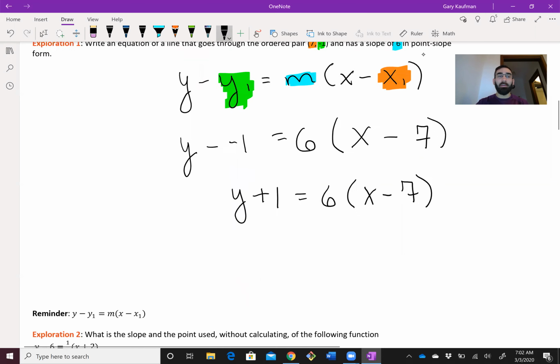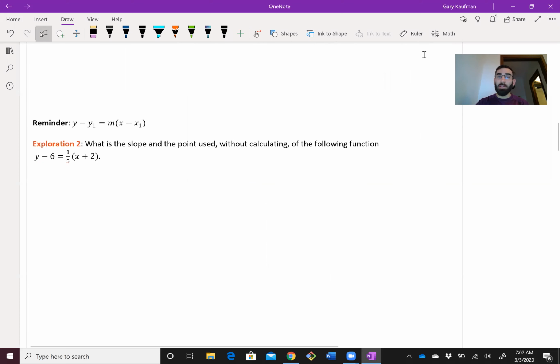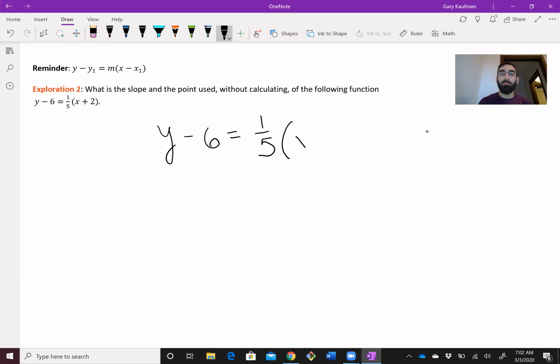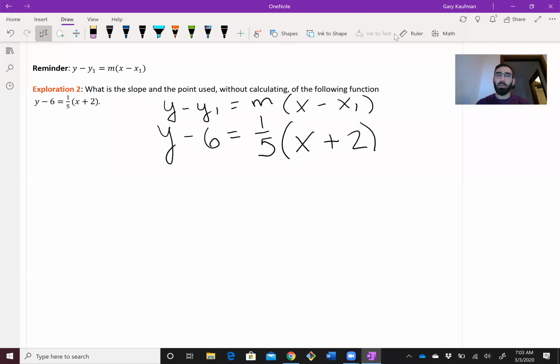All right. Here's exploration number 2. Instead of being given the point to plug in, I've now given you this equation, and I want you to figure out what was the slope and what was the point that was input into the function. Now notice I just wrote the original above because then I can match up. I have a y and I have a y. I have a minus and I have a minus.